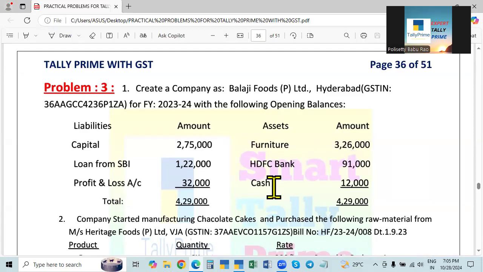For these two, they are already created, so we have to give only the opening balance. So these four I have to create. Go to the create page or the alter page. You create these and give the opening balances. These two are already created, so go to the alter page and give the opening balances.